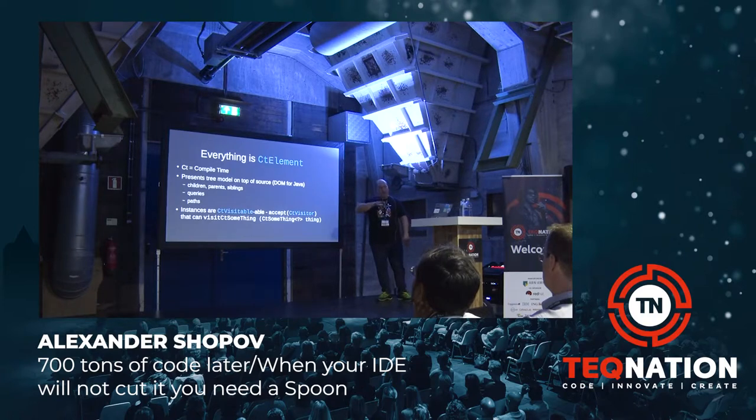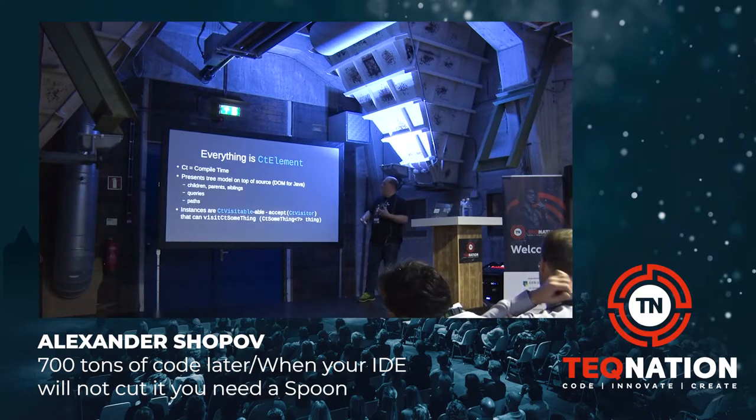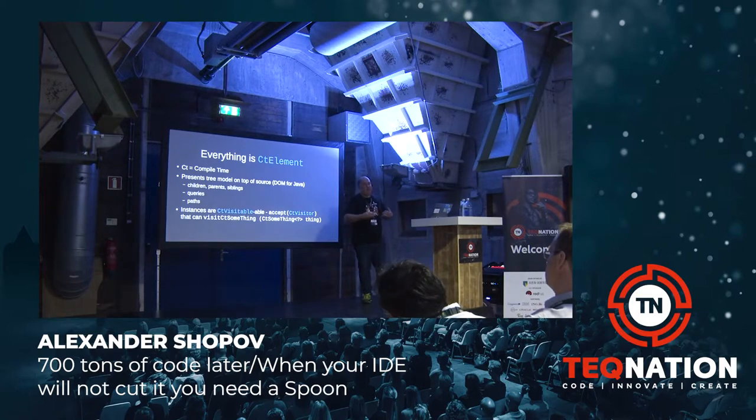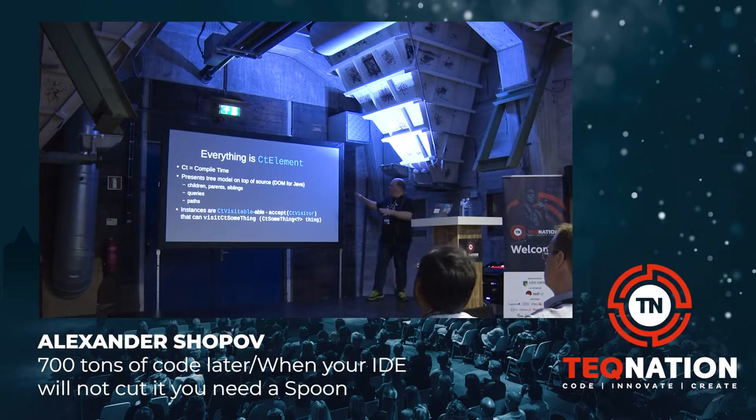Inside that model, everything is a CtElement. And Ct comes from compile time, because initially Spoon started working on top of the Java compiler and using that abstract syntax tree. Currently, it's a different beast, but the name stayed. What you get is a type of DOM. And since you've all used different types of DOM, you can immediately see that you'll get children, parents, siblings, so you can go up, down, sideways. You can query all that structure, and you can do paths inside of that tree. As usual, when you get a tree, you get to use the visitor pattern because it's kind of easy. And that's why everything is visitable.